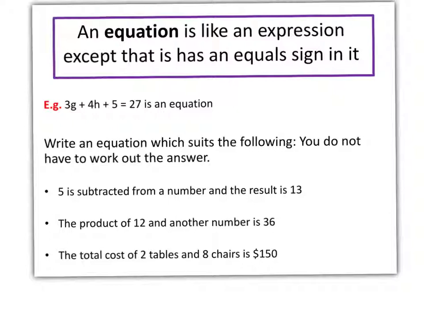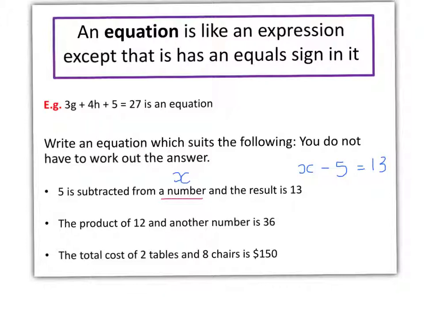So how could we write: 5 is subtracted from a number and the result is 13? First of all, with this bit, a number, we need to assign a letter. So for example we could say we're going to use X to represent the mystery number. So now we can say we have a number, 5 is subtracted, and the result is 13. So that is now an equation that expresses what we started with.